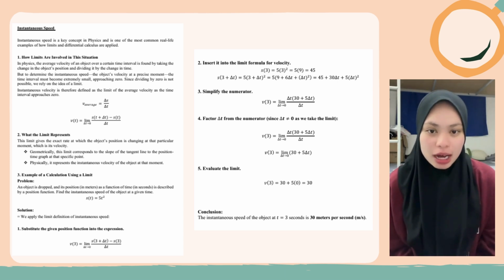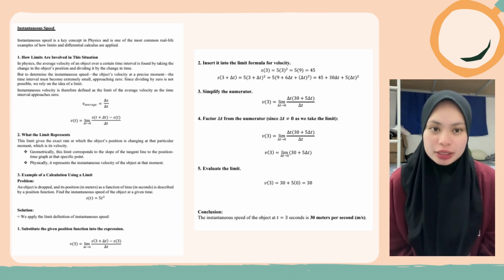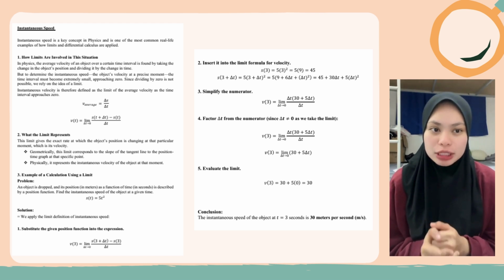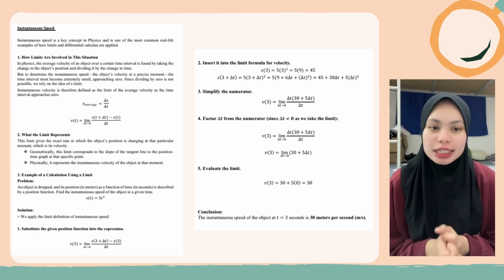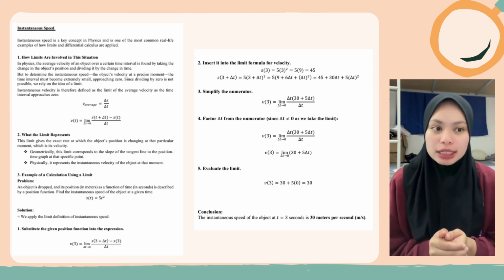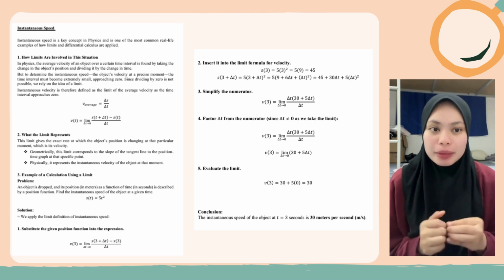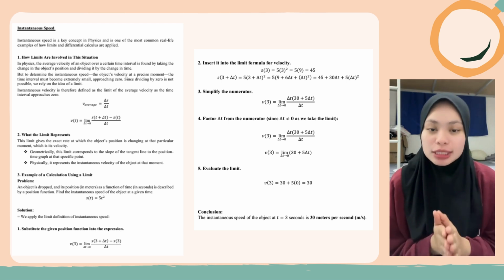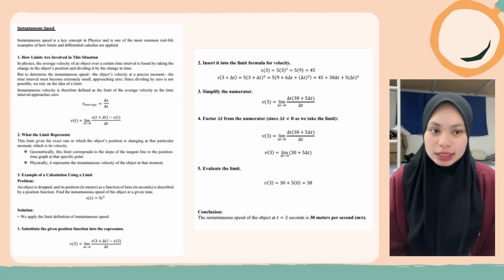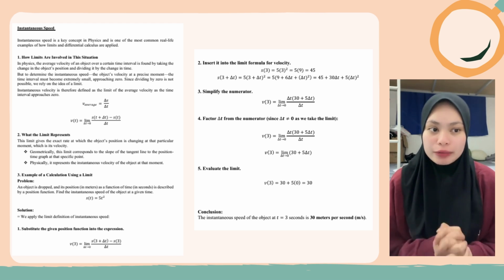So the first one is how limits are involved in this situation. In physics, the average velocity of an object over a certain time interval is found by taking the change in the object's position and dividing it by the change in time. But to determine the instantaneous speed, the object's velocity at a precise moment, the time interval must become extremely small, approaching 0. Since dividing by 0 is not possible, we rely on the idea of a limit. Instantaneous velocity is therefore defined as the limit of the average velocity as the time interval approaches 0.